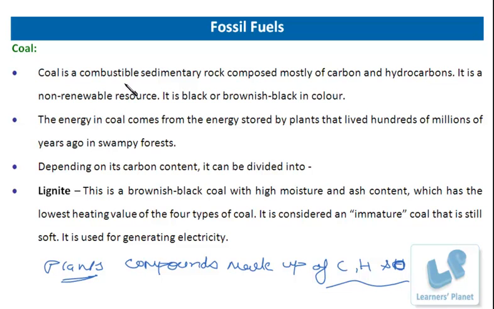So how is coal formed? Coal is formed from plants. So it is composed of carbon and hydrocarbons. It is a non-renewable resource. It is black or brownish black in color. The energy in coal comes from the energy stored by plants that lived hundreds of millions of years ago in swampy forests. Let's see how coal is formed. Then I'll come to the types of coal.